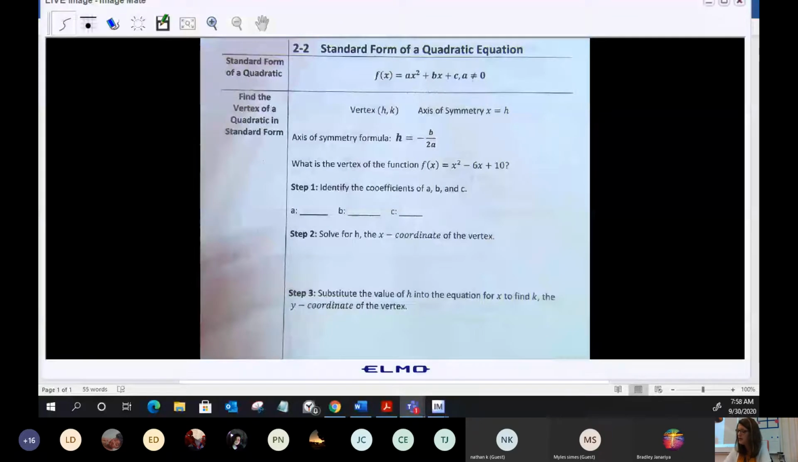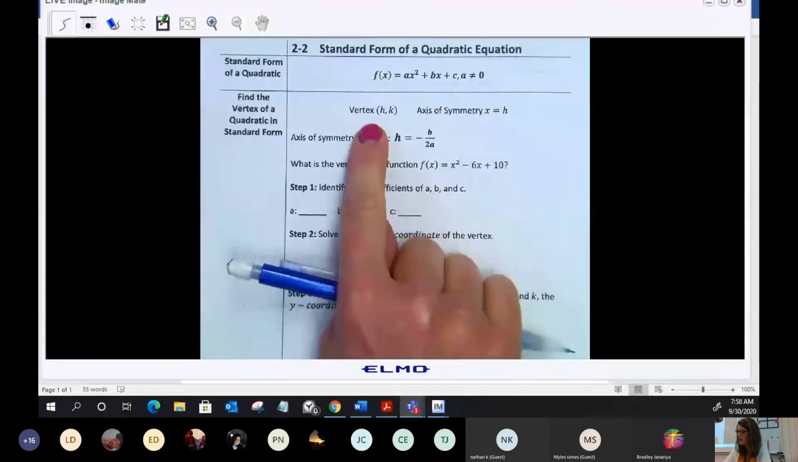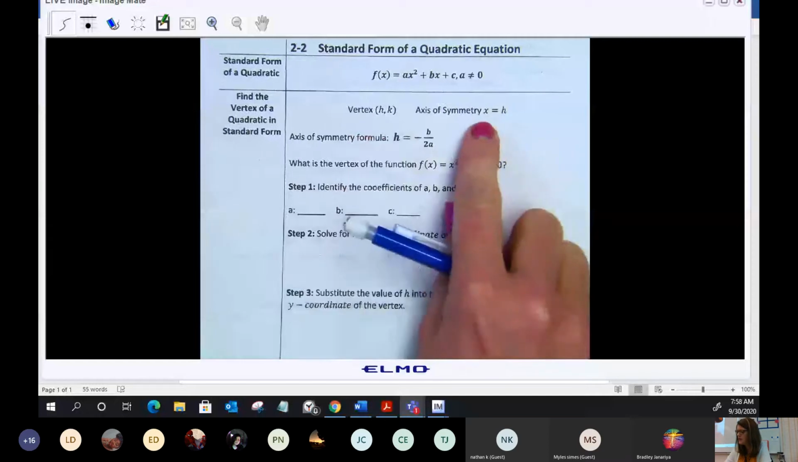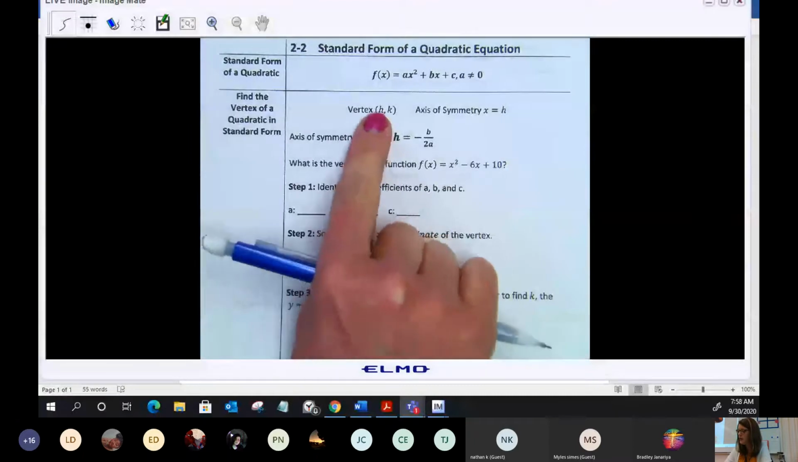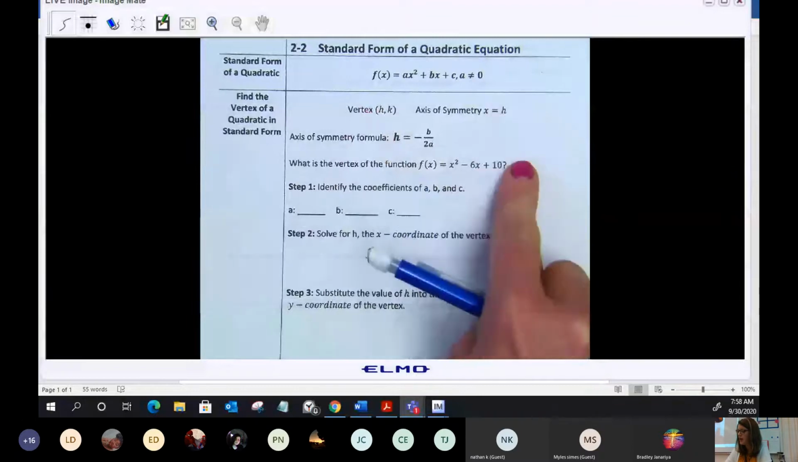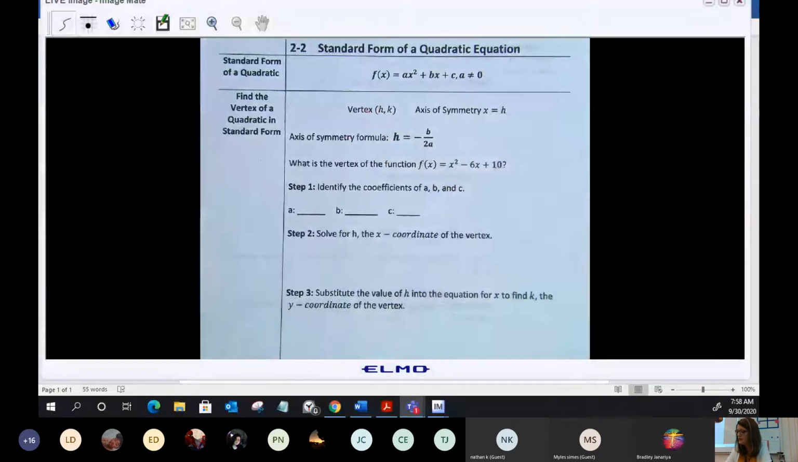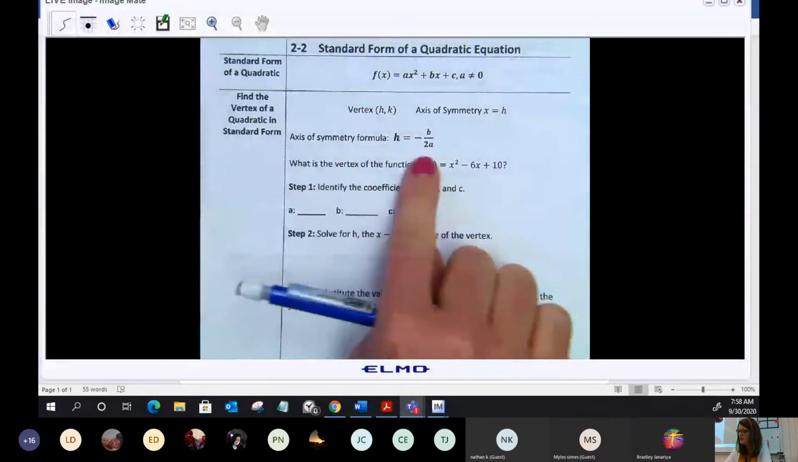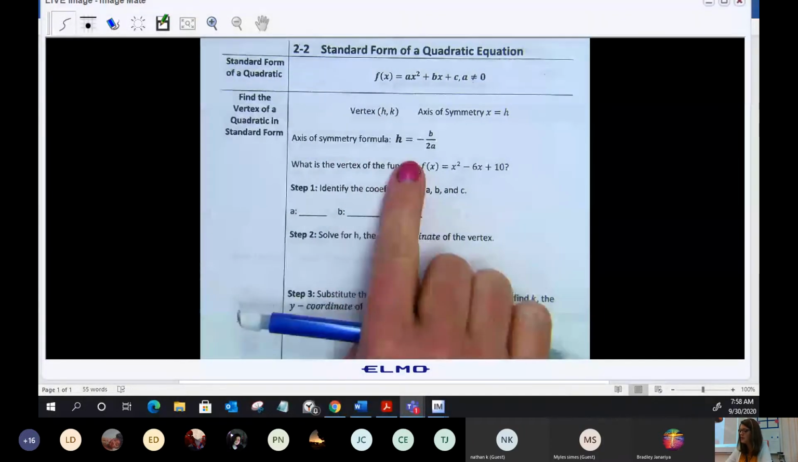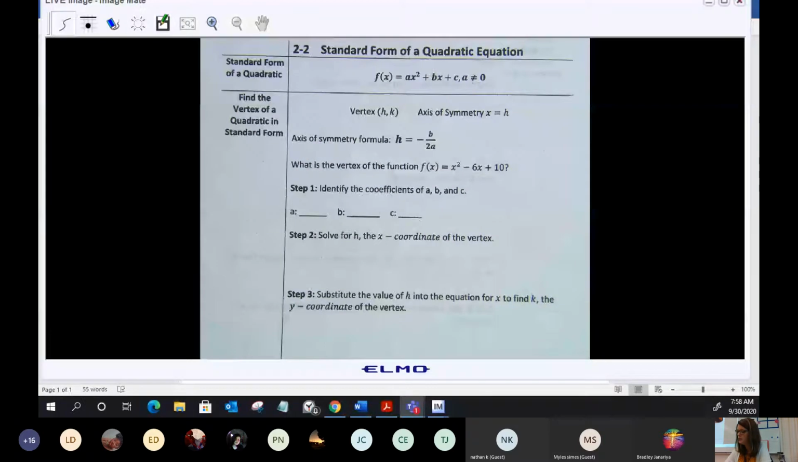So we already know that the vertex is going to be (h, k) in vertex form. And your axis of symmetry is always x equals whatever the x value of your vertex is. So this is going to be a vertical line that kind of divides your parabola into two symmetric pieces. And here's a very important formula for you, your axis of symmetry formula. And this is what we're going to use when we're in standard form to go ahead and find that vertex.